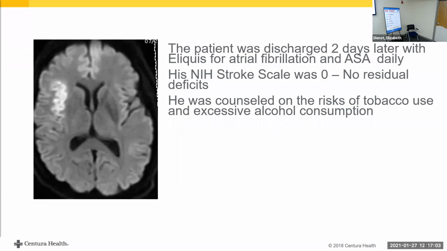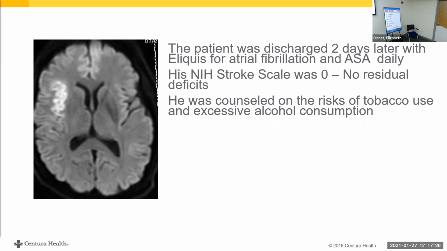This patient, this is his MRI. So this shows the area of where his infarct is. Remember, it's opposite sides, and he had a right middle cerebral artery occlusion. He went home 2 days later. He agreed to take his Eliquis for his atrial fibrillation.